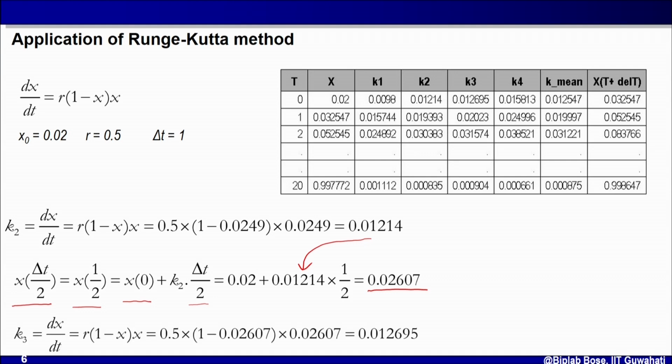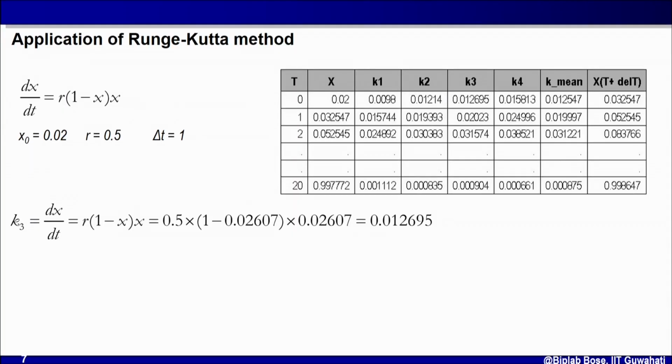So using this value, I will calculate the slope of a line drawn having a slope dx dt. So the numerical value of the slope will be k3, which is the new slope, is equal to dx dt is equal to r into 1 minus x into x. R is 0.5, 1 minus x, x I have calculated just now. These two values are for x, 0.02607. So if you multiply that, you get 0.012695. So I put that value here.